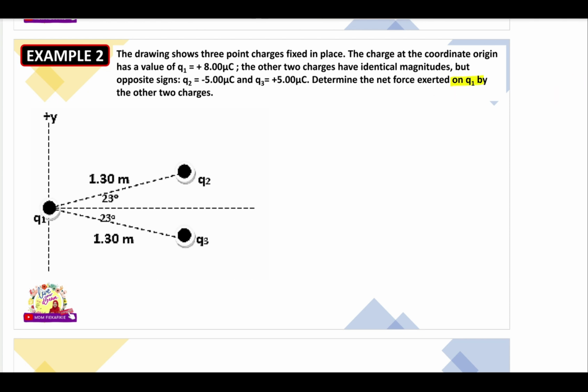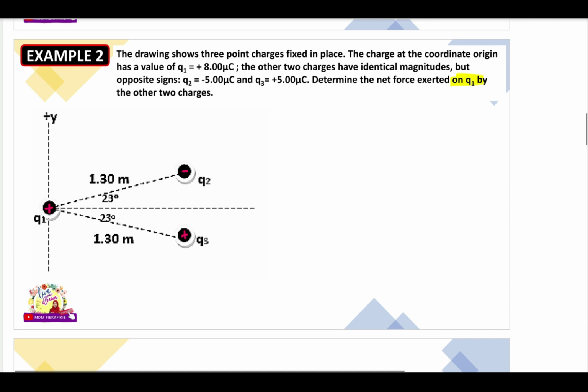So dia kata sini on Q1. Alright, so kita perlu lukislah kita punya direction. Okay, so kalau saya ambil arrow dekat sini, so kita nampak Q1, kita tulis dulu. Q1 tadi apa dia? Positif kan? Positif. And Q2 is negative, Q3 is positive. Okay, so we can draw all the forces on Q1.